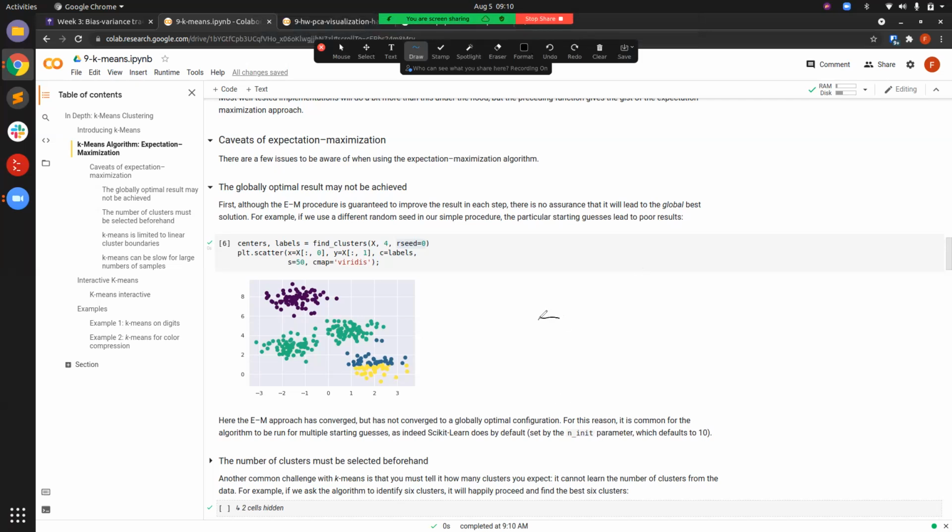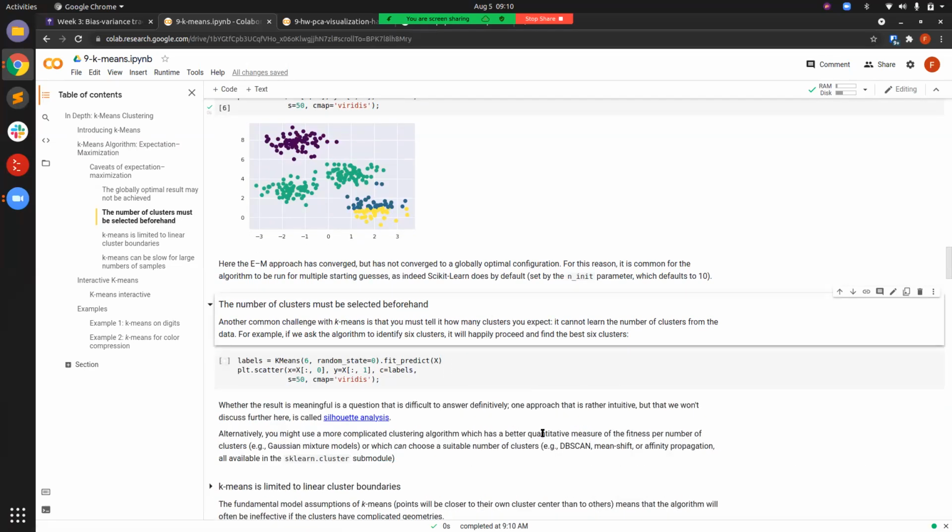Well, we said we're trying to minimize this. This algorithm is not really guaranteed to minimize that. So it really all depends on the initial cluster centers.